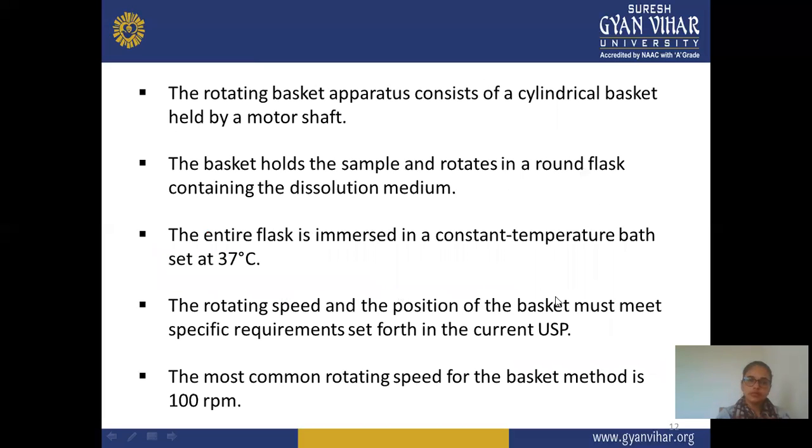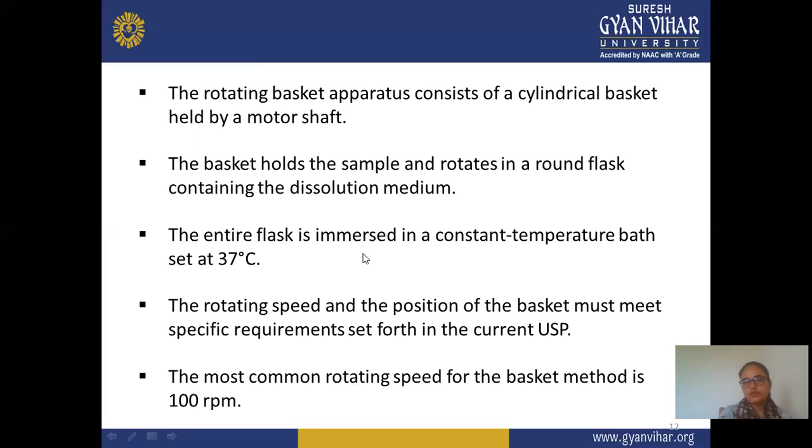In this rotating basket, the apparatus consists of a cylindrical basket held by a motor shaft. You already saw the figure, and there is one motor shaft that rotates the cylindrical basket. The basket holds the sample and rotates in a round bottom flask containing dissolution medium. Dissolution medium is mostly a buffer solution. Next, the entire flask is immersed in a constant temperature bath set at 37 degrees Celsius.